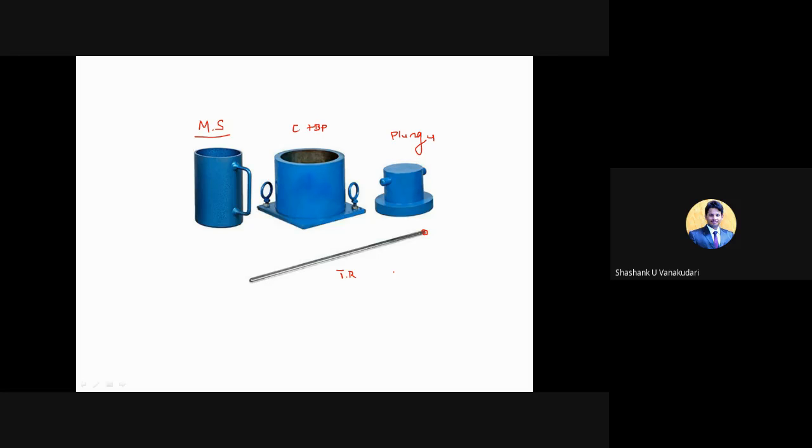So now what we need to do is take the aggregates for this test which are passing from 12.5 mm and retained in 10 mm. First we need to consider the aggregates passing in this sieve size. Think that this is a sieve set. So aggregates which are passing from 12.5 and retained in 10 mm, these aggregates we need to fill in this measuring cylinder.